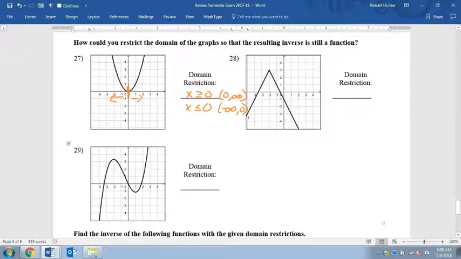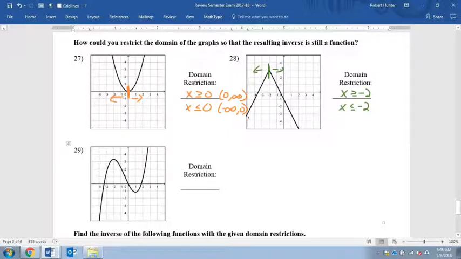All right, 28, 29, give them a shot. So 28, pause the video and give it a shot. But for 28, we're going to break it right there. We're going to go to the right and go to the left. So either x is greater than or equal to -2 or x is less than or equal to -2. Cool. Either one of those restrictions.